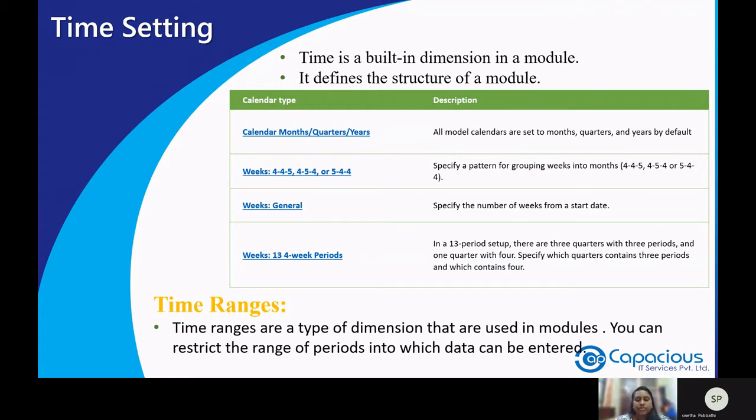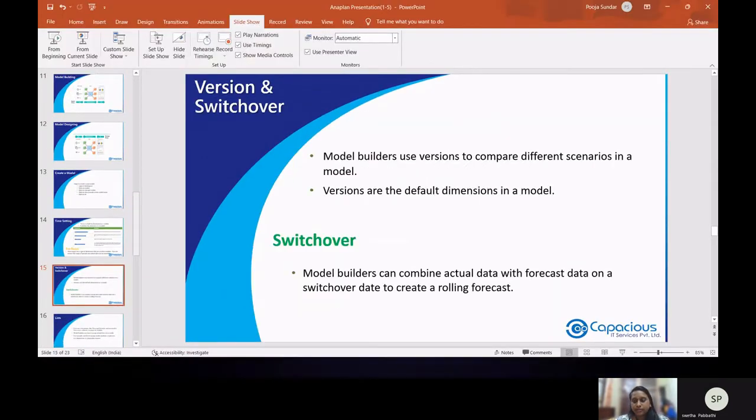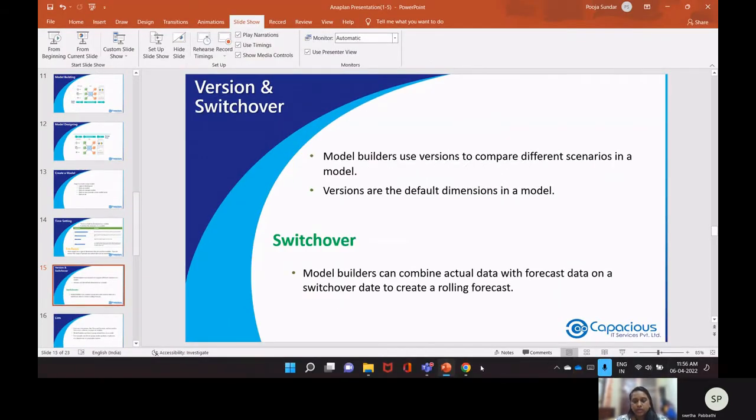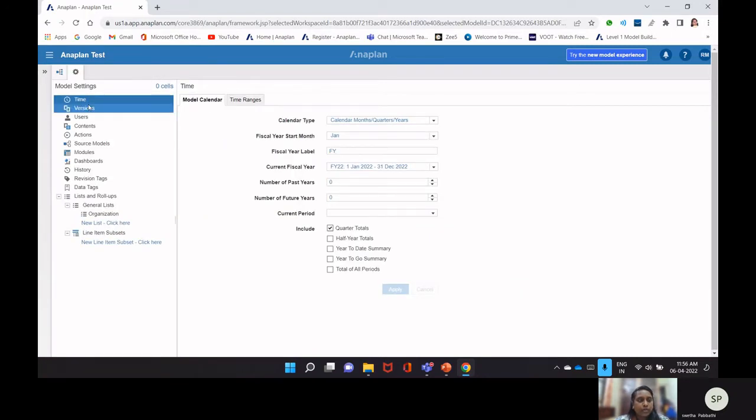This way the time ranges will pop in. Next, I'll display the time settings in the workspace as a practical example. This is the way it looks in the model. While creating a model, initially it takes this as the default calendar type.